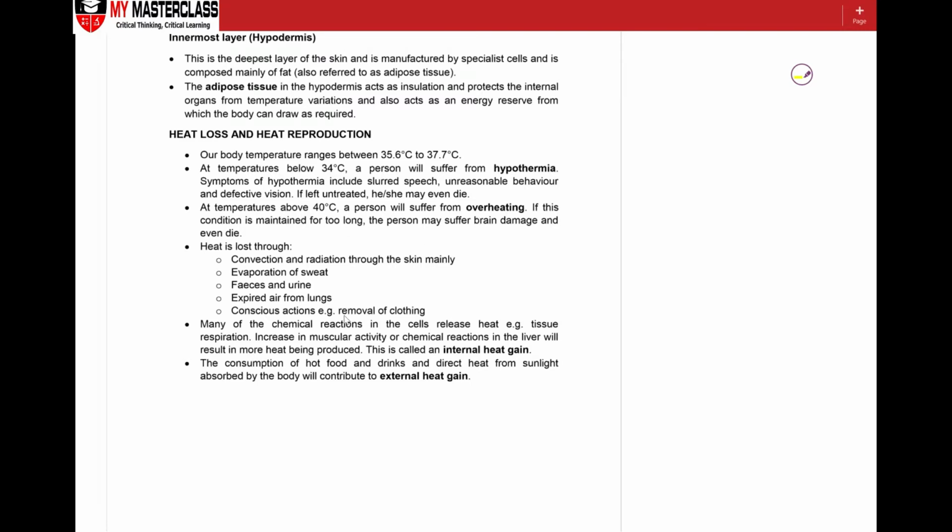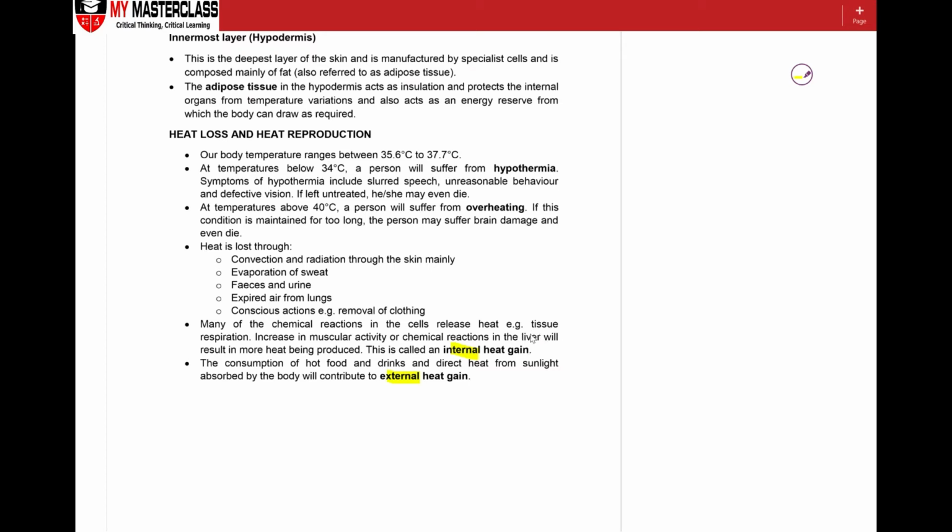Okay. So heat can come from different forms. There is internal heat gain and there is external heat gain. So internal heat gain will be things like your muscular activity or chemical reactions from metabolism. External heat gain can be things like the food, drinks, also direct sunlight that you face if you are living in a very hot climate like Singapore. So chemical reactions in the liver, just take note. So over here, we now learn another function of the liver is to maintain heat concentration in the body itself.